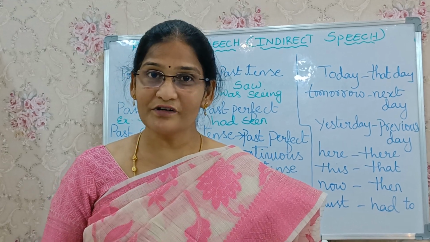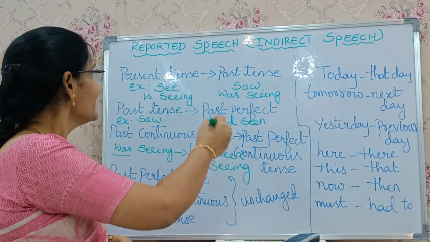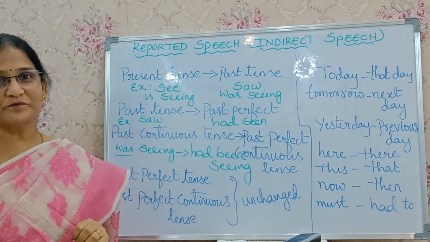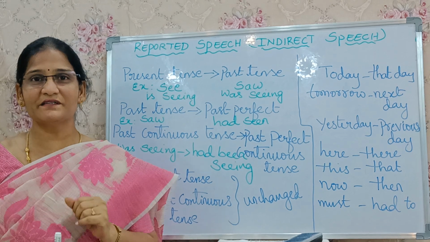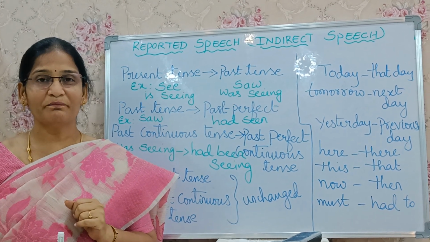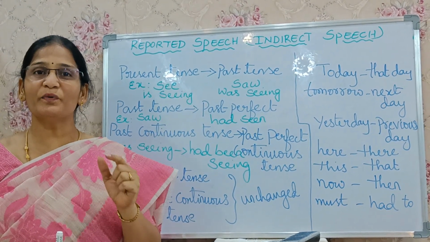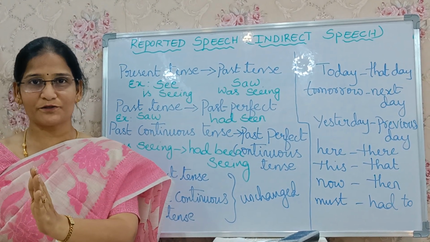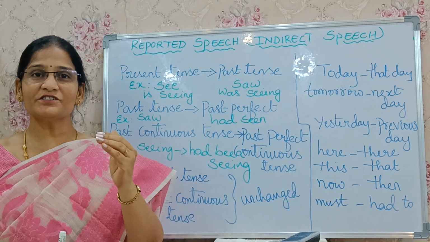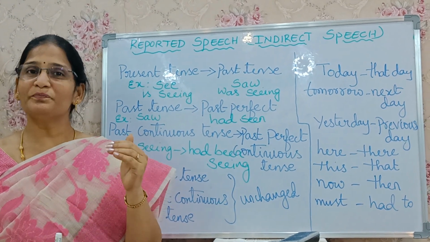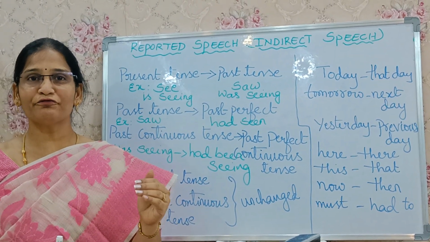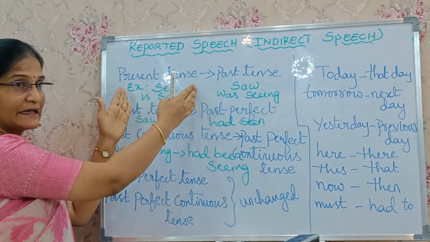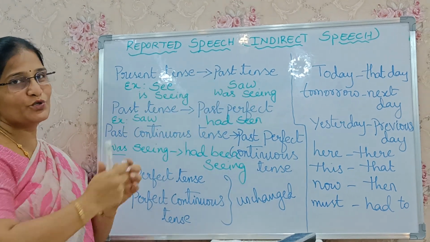Let us learn first the rules to change the tense. Here, see the present tense. We have four types again in the present tense: simple present, present continuous, present perfect, present perfect continuous tense. Same as in the past tense also: simple past, past continuous, past perfect tense, past perfect continuous tense. So accordingly, whatever is in the present, you have to change into past.